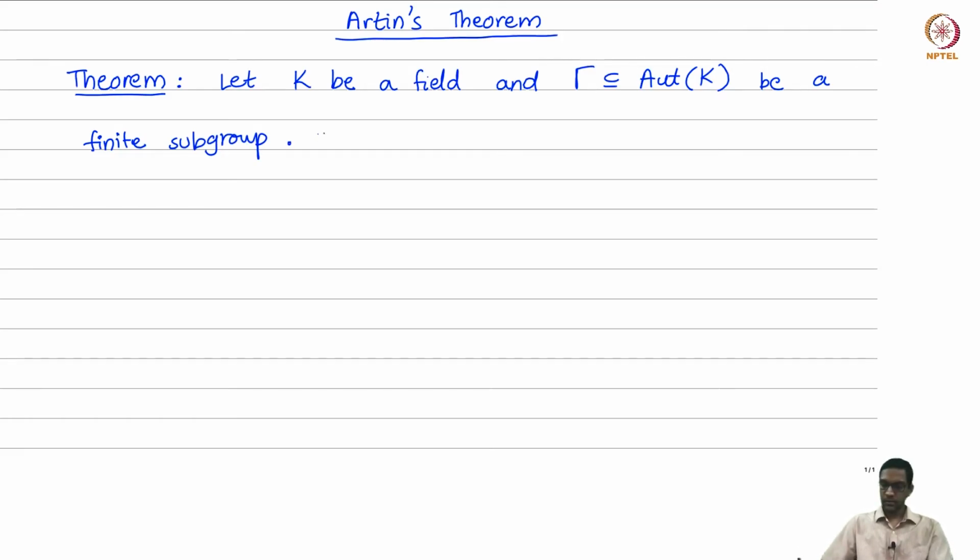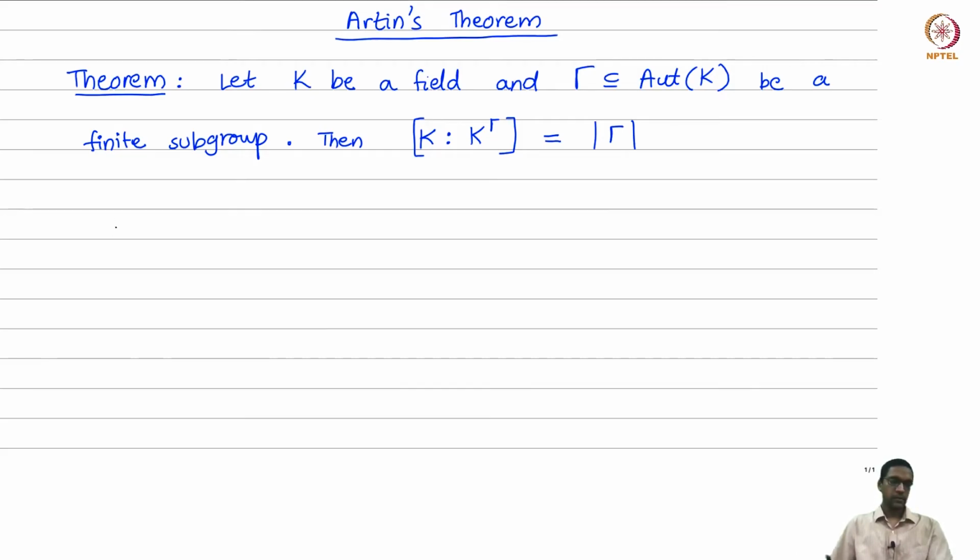Then, recall we talked about the fixed field K^Γ, which is the set of all elements of K which are fixed by every element of Γ. Then [K : K^Γ], the degree of this extension, is finite, and in fact it is equal to the cardinality of this subgroup Γ. So recall, the finiteness of this extension is also part of the theorem here.